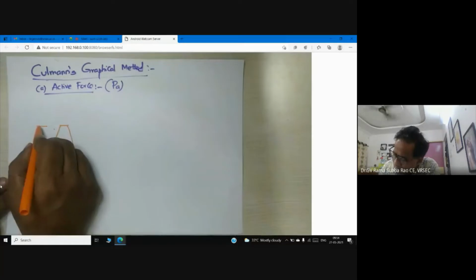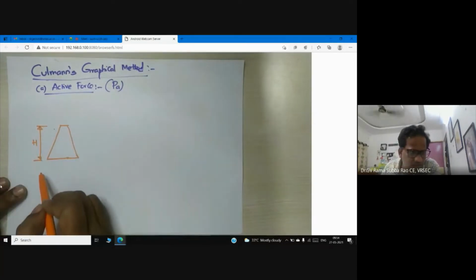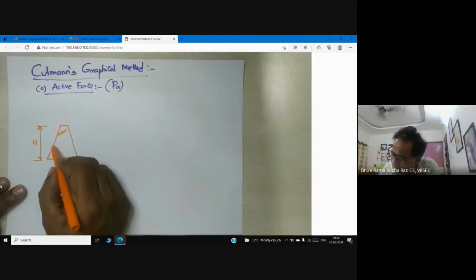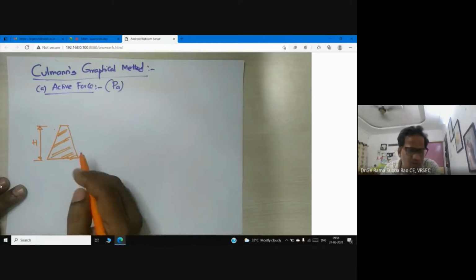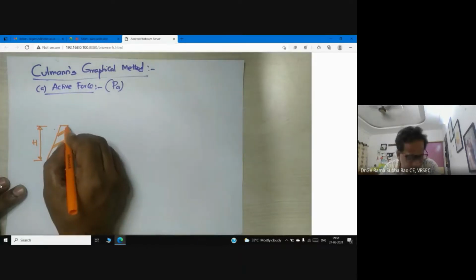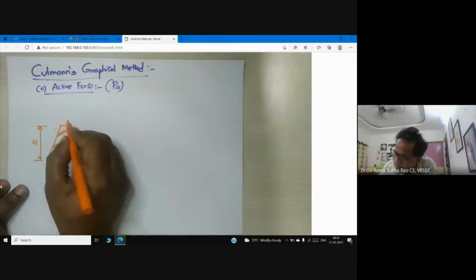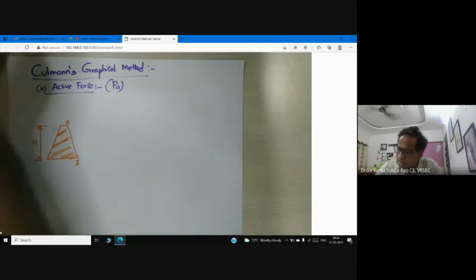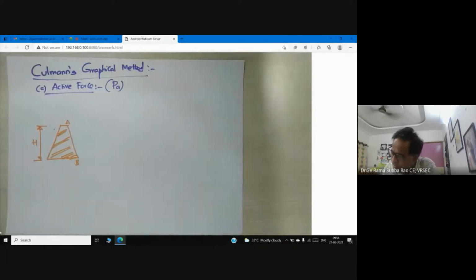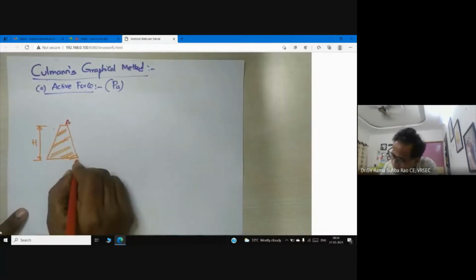Now you can see this is the height of the wall. But remember that we are drawing on graph sheet, taking a suitable scale. This is the retaining wall. Now, it is very important to discuss AB. What is AB? Can anyone tell me? AB is the back of the wall.